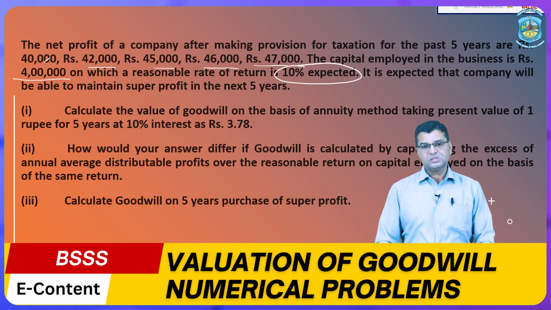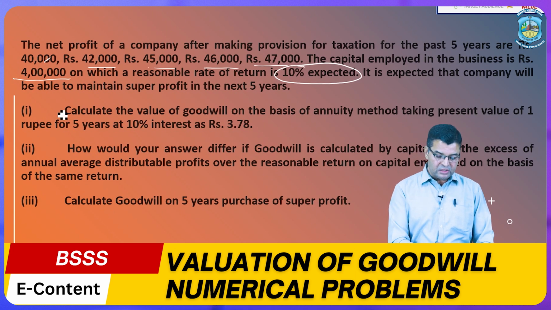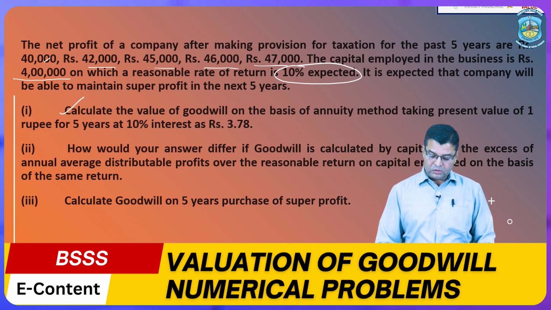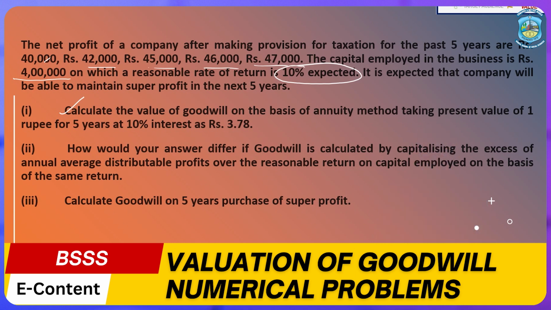On the basis of this question, actually this information, we will have to find out goodwill, and in this question goodwill will be calculated by 3 methods. The first method is called annuity method, where some information is given: calculate the value of goodwill on the basis of annuity method, taking present value of 1 rupee for 5 years at the rate of 10% interest as rupees 3.78. The value of this annuity is 3.78.